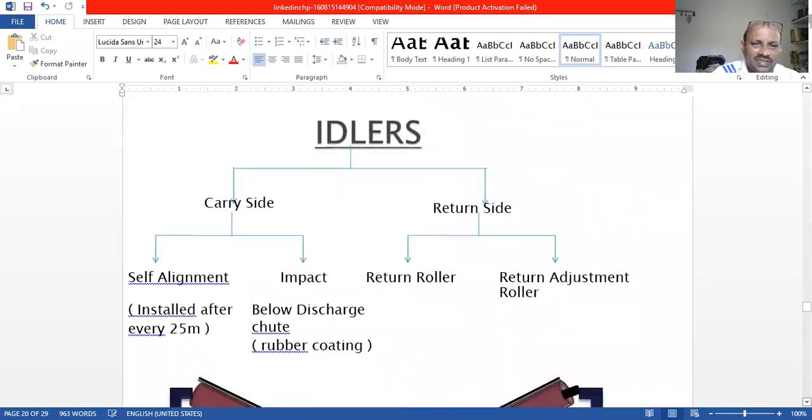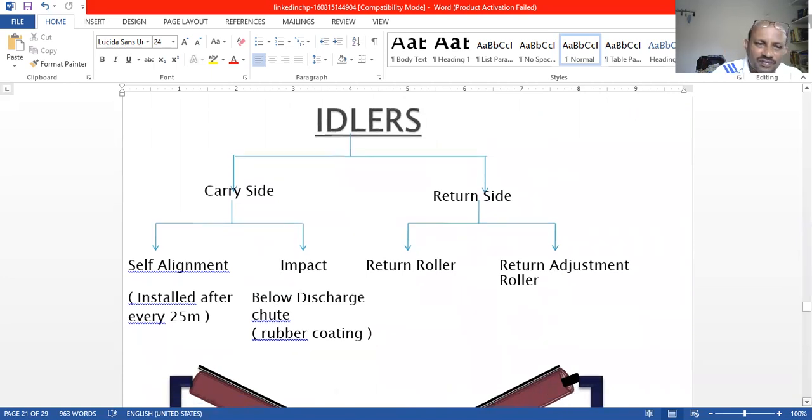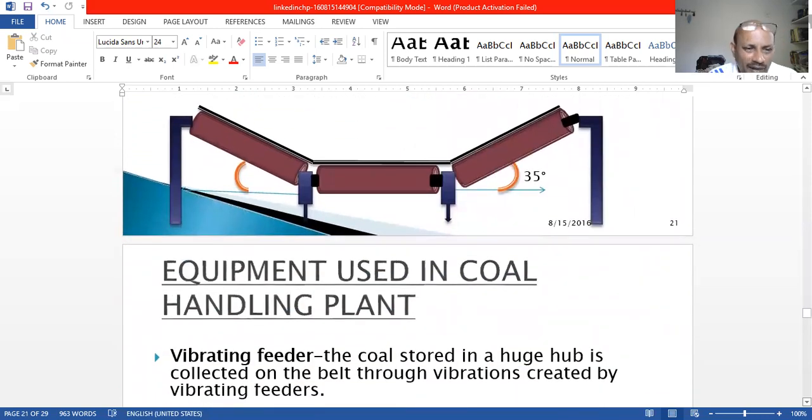Next, idlers. Idlers are of two types: one is the carry side and the other is the return side. Self-alignment, impact, and return rollers or return adjustment rollers are installed after every 25 meters. Below the discharge chute there will be rubber coatings. So this is the equipment used in a coal handling plant.